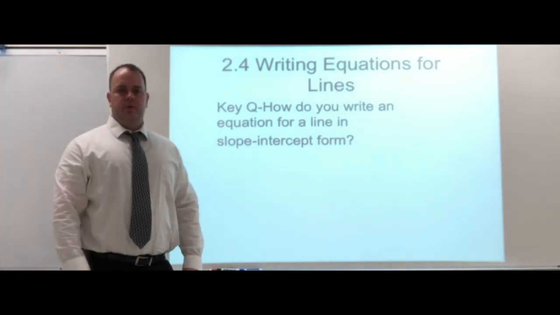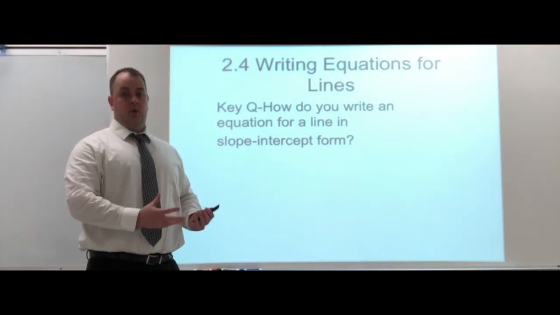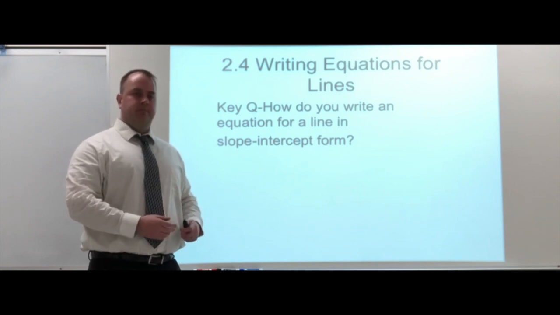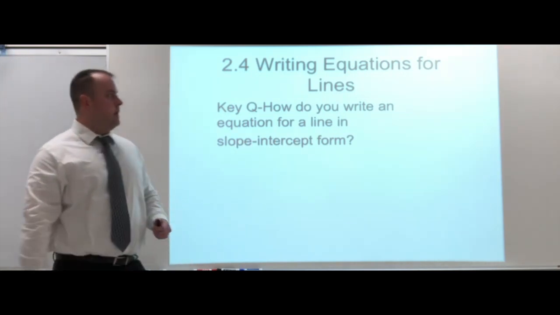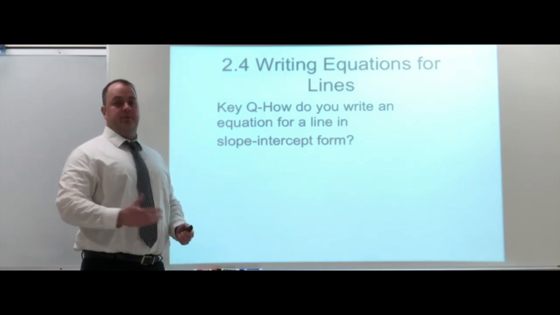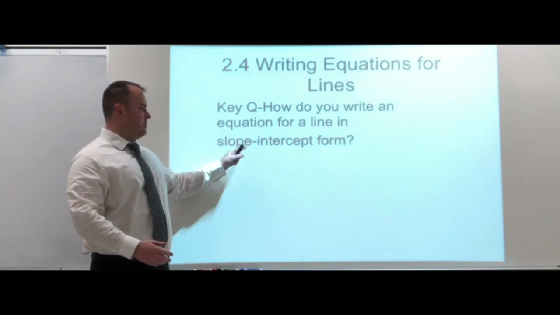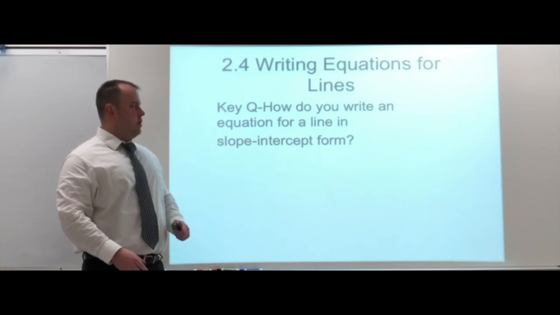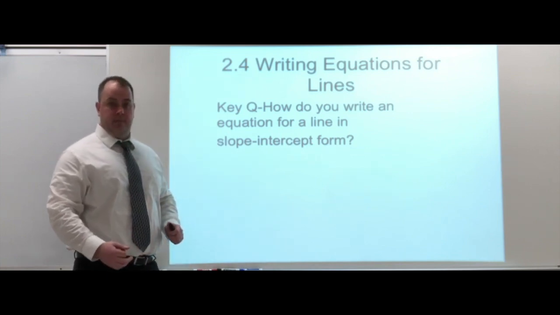Okay, so in section 2.3 we graphed a line. You were given the equation and you graphed a linear function. In 2.4, writing equations for lines, you're going to be given information about the line and you're going to have to write the equation. We're going to focus on slope-intercept form. How do you write an equation for a line in slope-intercept form?